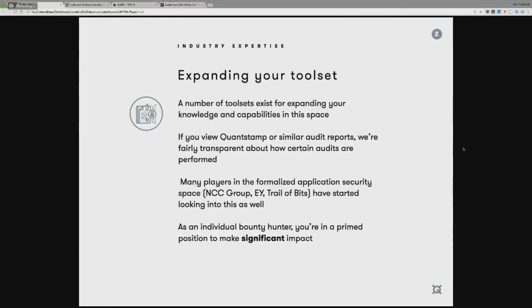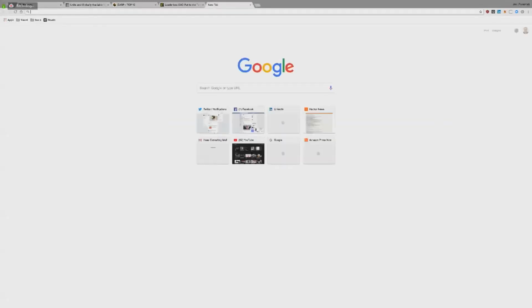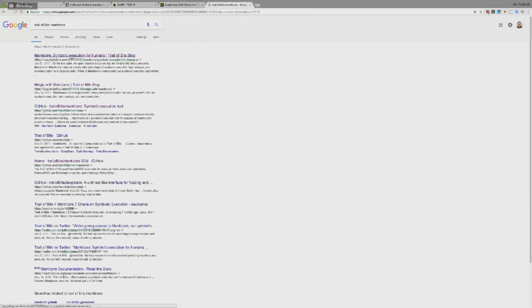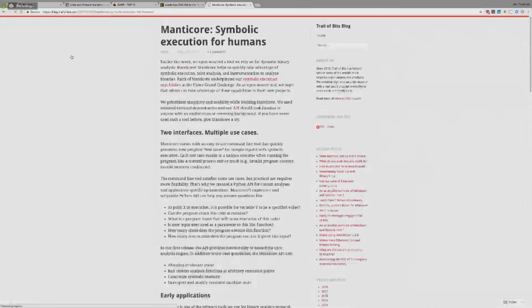Many players in the formalized application security space, those that you're probably familiar with, even if you don't know smart contract security, are already getting involved. Groups like NCC Group, Ernst & Young, Trail of Bits have all started looking into this. Trail of Bits, for instance, just released something called Manticore, which is a symbolic execution tool that you're capable of using in order to analyze smart contracts.